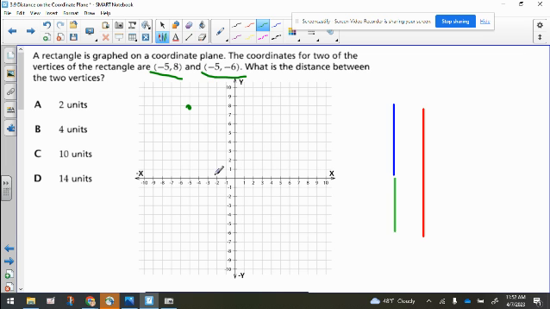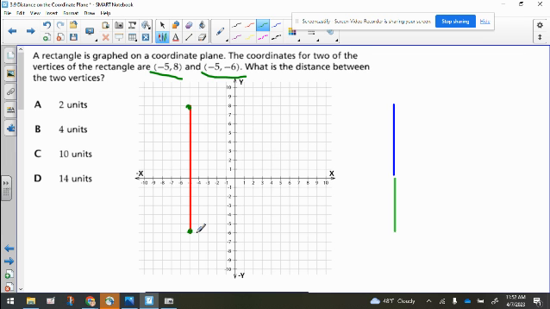Let's plot this one. We have to go left 5 and down 6. All right. So basically what they want to know is the distance between the 2 points. In other words, how long this red line is. So we could certainly count the distance. So let's count one at a time. So that's 1, 2, 3, 4, 5, 6, 7, 8, 9, 10, 11, 12, 13, 14. So we're going to go with D, 14.